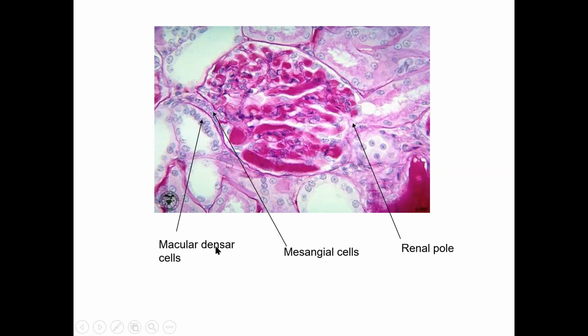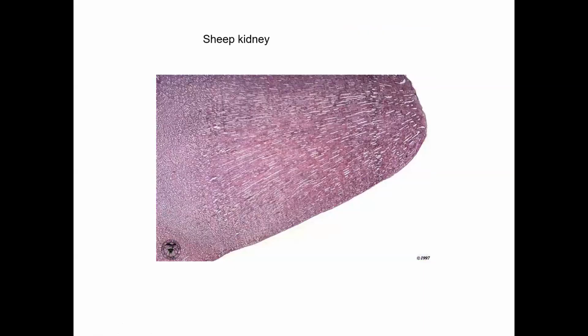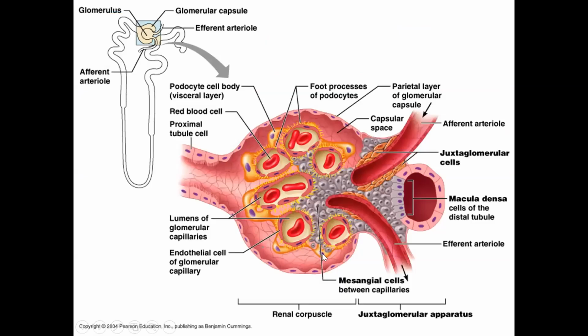Let me go back and use the slide to explain this. This side is always connected to the PCT; we call it the renal pole. The opposite side, you always have the arterioles, and we can call it the arterial pole or vascular pole. If you have arterioles on this side, then the macula densa cells are always facing the arterial side. You got that? Okay.